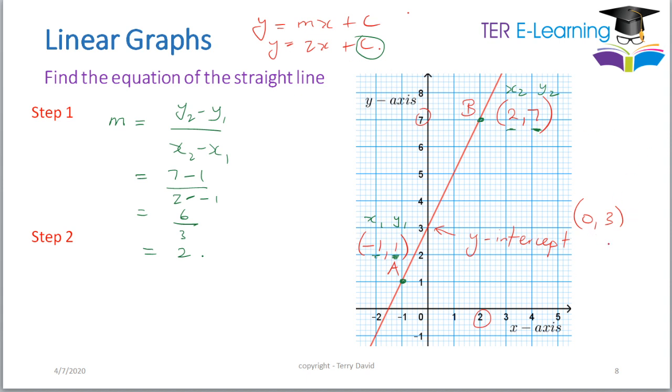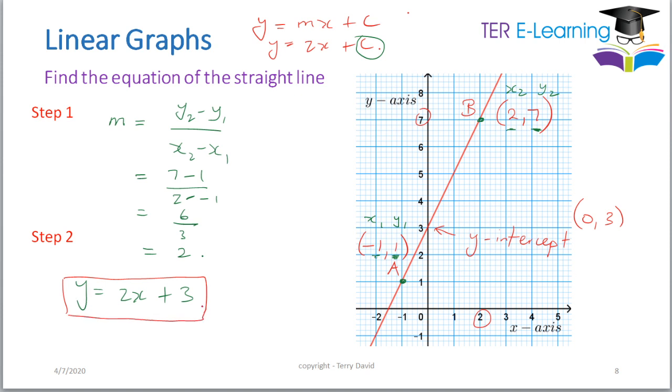Now, if it's cutting at the point 3, it means that the equation of my line is going to be y is equal to 2x plus whatever my y-intercept was, which is 3. So therefore, the equation of my line is really this here, right?